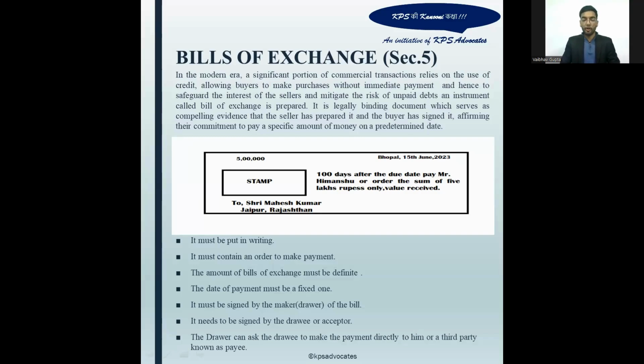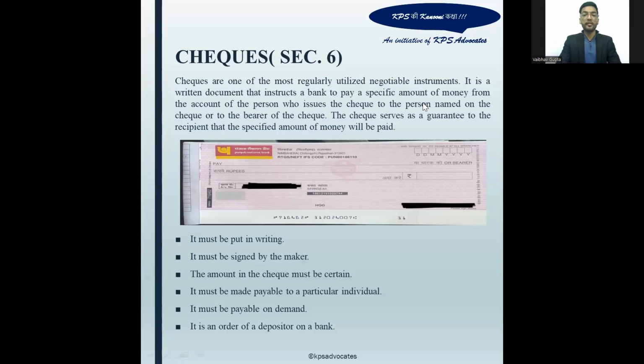Next, the most commonly used negotiable instrument is check. Section 6 of the Negotiable Instruments Act defines check. A check is a document which instructs a bank to pay a certain amount of money from the account of the person issuing the check to the person to whom the check is issued.